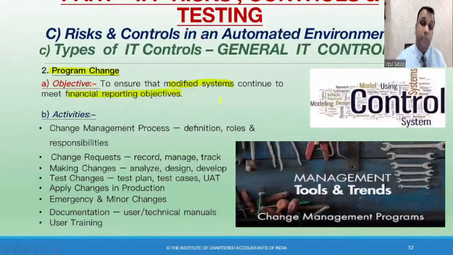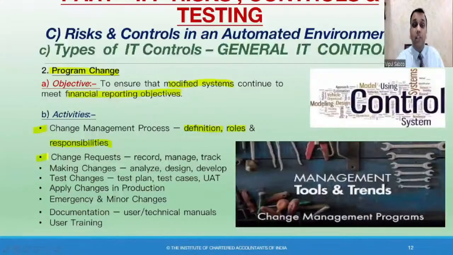So these types of controls should be in place to make sure whatever the modified system with new modified program is, it is still able to meet our financial reporting objectives. That is a must for an auditor. What are the activities covered in the program change? Change management process. There is a change in the management, there is a change in the roles, there is a change in the working, there is a change in the responsibilities. Has this been properly fed into the system?